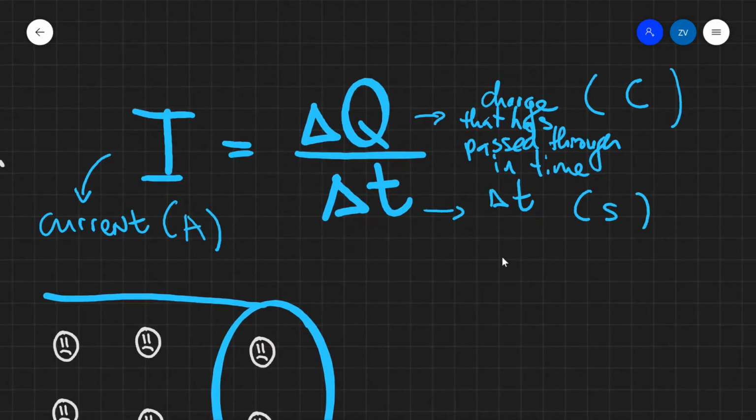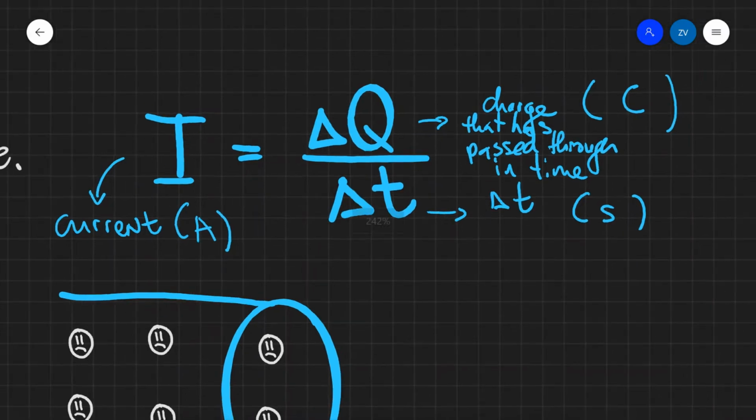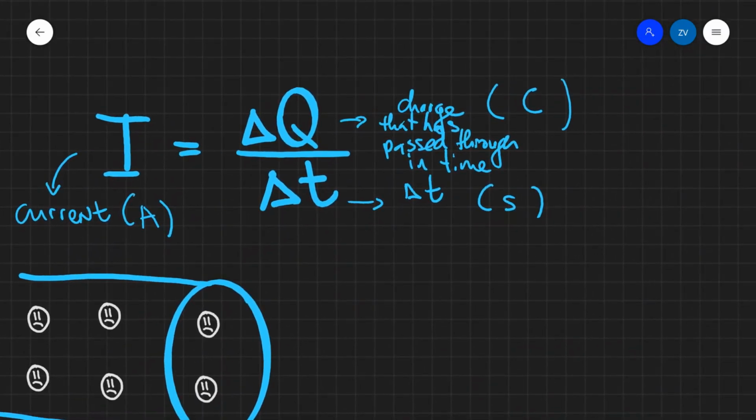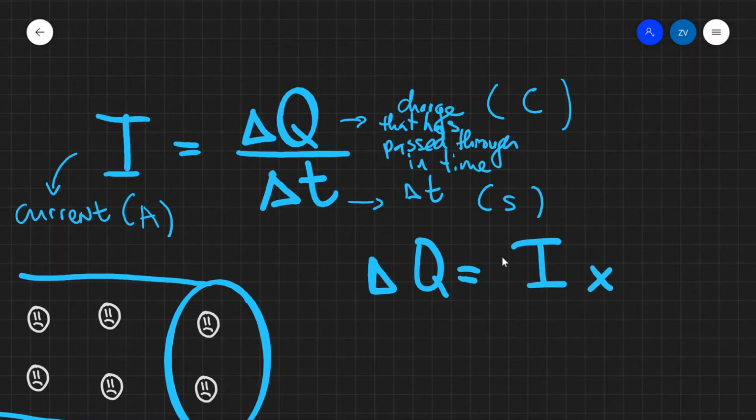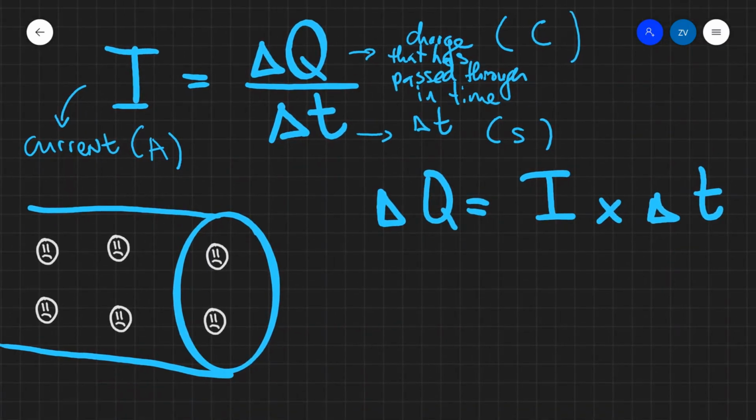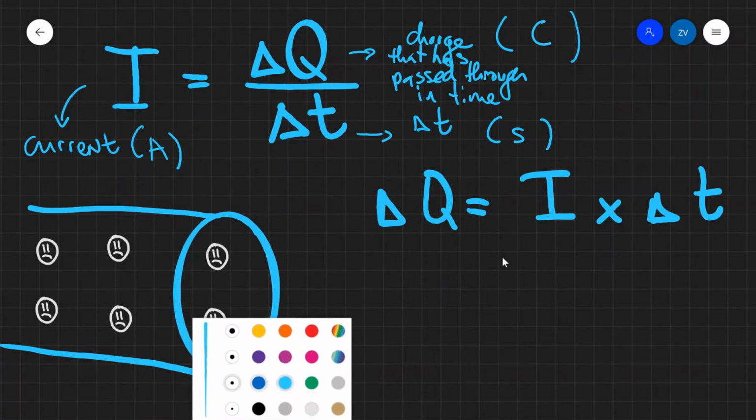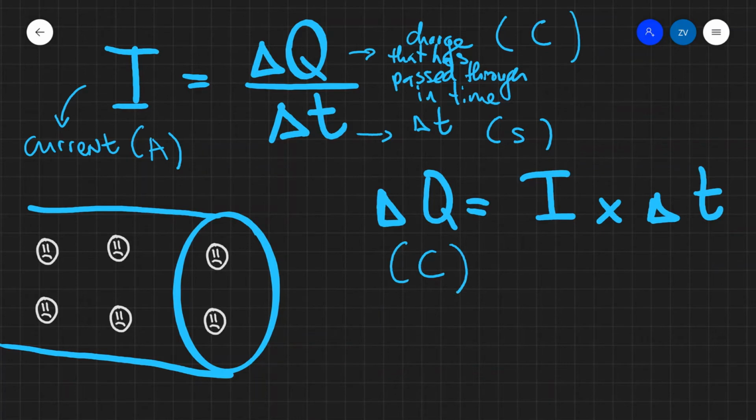This equation can, of course, also be rearranged for the electric charge, delta Q. So let's just quickly do that, and we're going to see that the electric charge will be equal to the current multiplied by the time that has elapsed. We can also think about the units of these quantities, and as we said, the unit for charge is coulombs, which is given by AC.